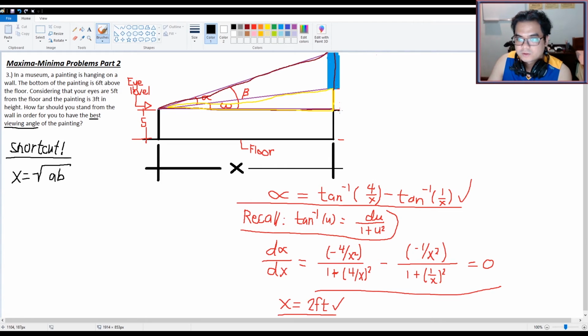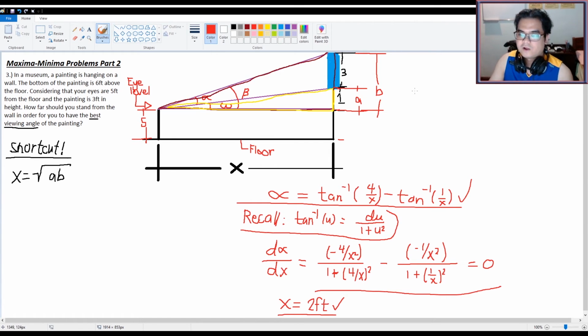Remember that this one is 1, and the height of the painting is simply 3. The value of a, I will just make it red, is from eye level to the bottom of the painting, which is here. So this is the value for your a. And the value of b will be from the eye level going to the top of the painting. So this is your eye level to the top of the painting, which is here. This will be your b.